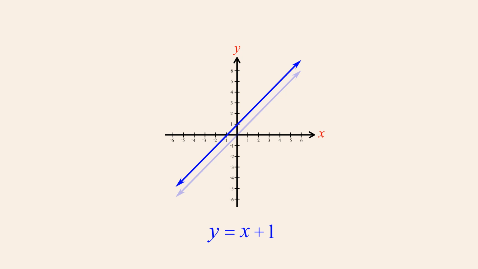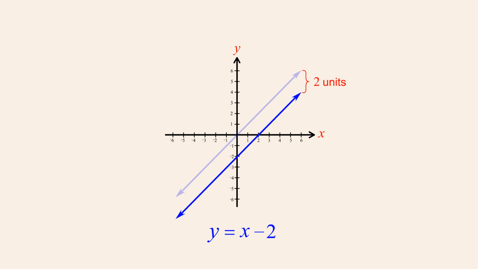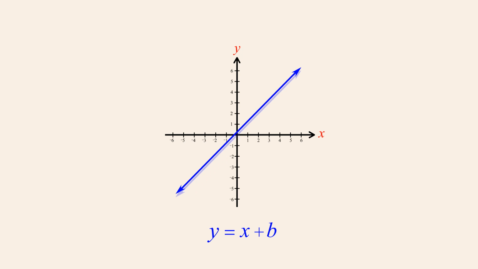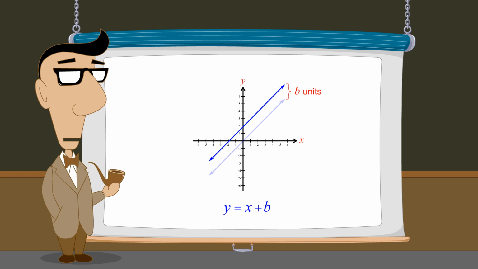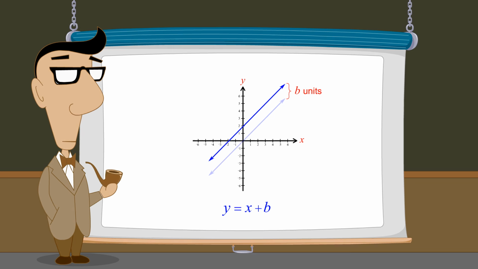Likewise, the equation y equals x plus 2 describes a line 2 units higher. Or the equation y equals x minus 2 describes a line 2 units lower. In general, adding any real number b to the right side of this equation will shift the graph up or down by b units. This is true for other linear equations as well.